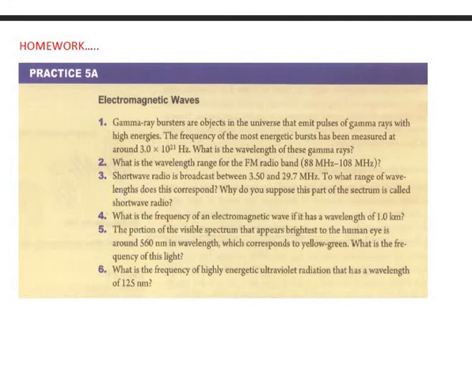In the third question, it says shortwave radio is broadcast between 3.5 and 29.7 megahertz. We have two frequencies here again. It asks to what range of wavelength this corresponds. Again, you will find wavelength here. As we know, C is constant. Why do you suppose this part of the spectrum is called short wavelength? This part is not important, only the first part you can answer. So you will find two wavelengths for 3.5 and 29.7, each with its own wavelength lambda.